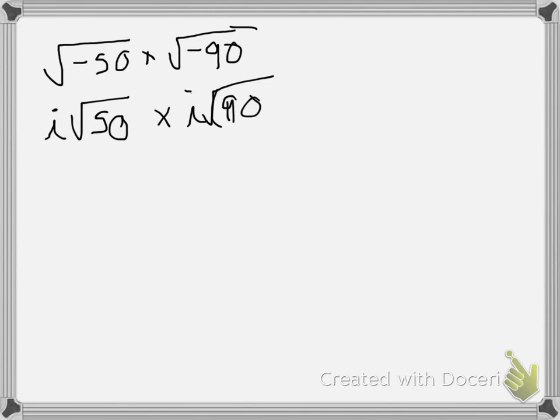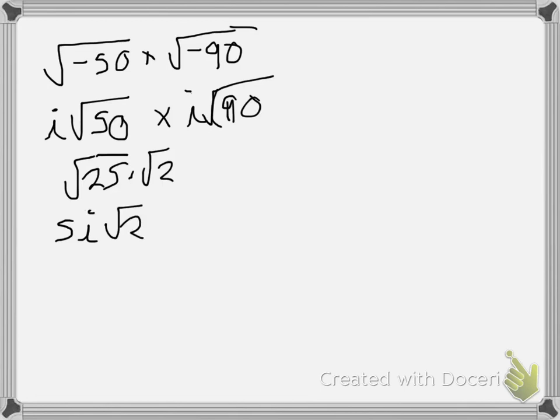Okay. So what I'm going to do is go ahead and simplify the square root of 50. That is the square root of 25 times the square root of 2. We know what the square root of 25 is, so we can simplify that. So it becomes 5i times the square root of 2. Now the square root of 90, well, that's the square root of 9 times the square root of 10. We know what the square root of 9 is, so that becomes 3i square root of 10.